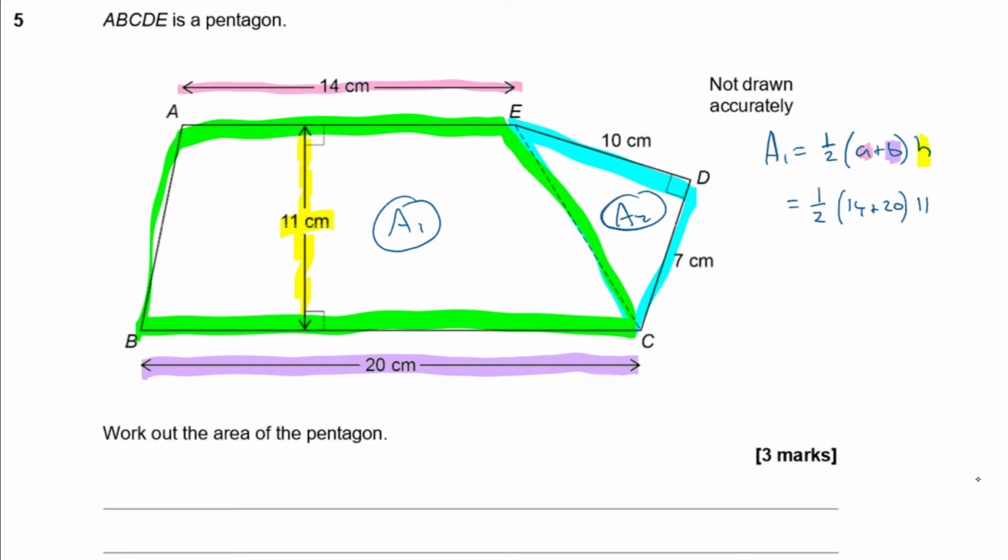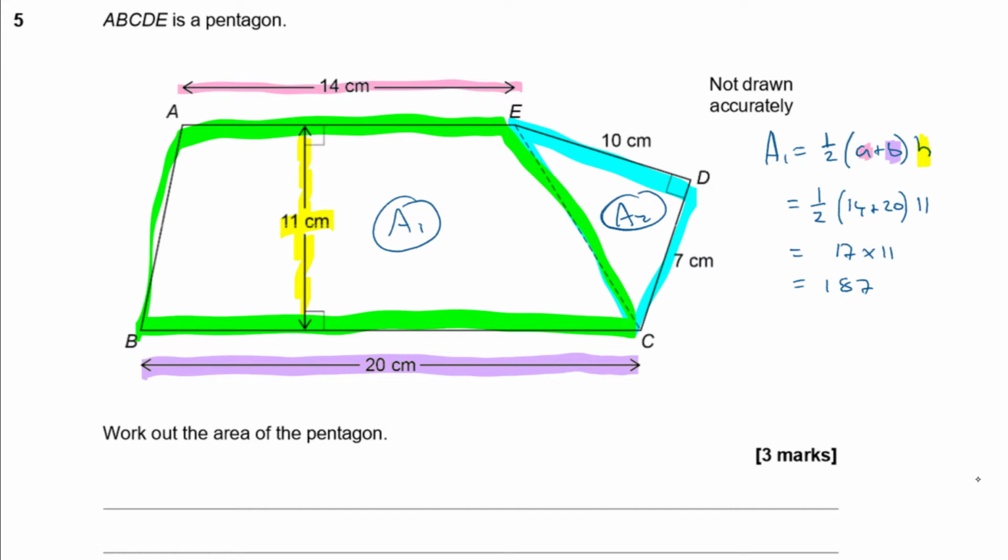Basically, when you're doing this, you're kind of averaging out your two parallel sides, aren't you? Add them together and divide by 2. So what's the average of 14 and 20? Well, 14 plus 20 is 34, divided by 2, and they average out to be 17. So you can average out the two sides to be 17, and therefore the area is just 17 lots of 11. So what's 17 11s? Well, 10 17s is 170, so 11 17s is going to be 187. Okay, so that's A1 done.